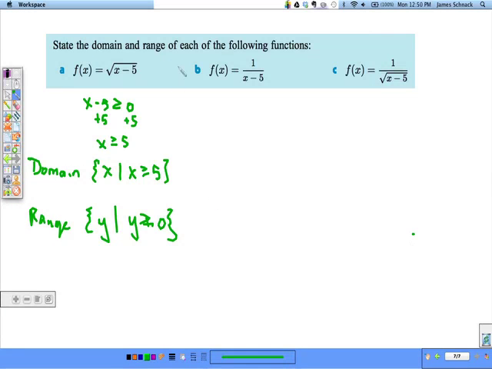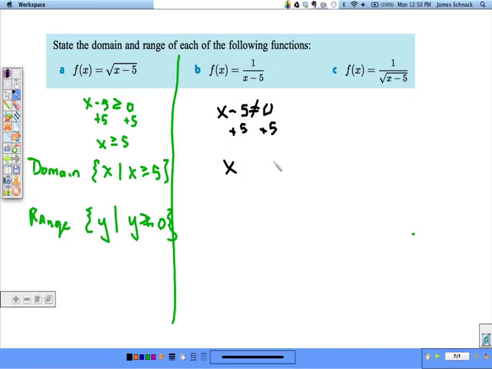And now we got two more. F of x equals 1 over x minus 5. Now, 1 over x minus 5, that's a rational function. That's something over x. We know the denominator of these types of things can never be 0. So x minus 5 cannot be 0. So what can't x be? X cannot be 5. So our domain, the set of all x's, such that x is not 5.